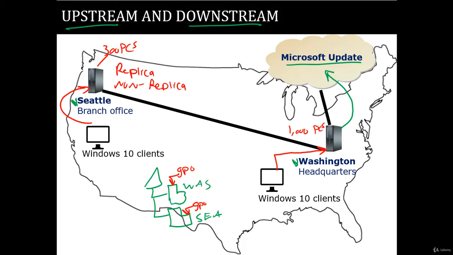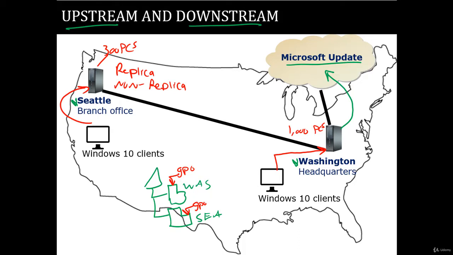Seattle is not large enough to have its own IT department or anything like that. So I don't have a person in Seattle that's going to test updates or approve updates. What I know is I test updates in Washington. When I approve an update in Washington, it gets distributed to all the computers in Washington. When I deploy that update in Washington, I want the same update to be approved automatically in Seattle.